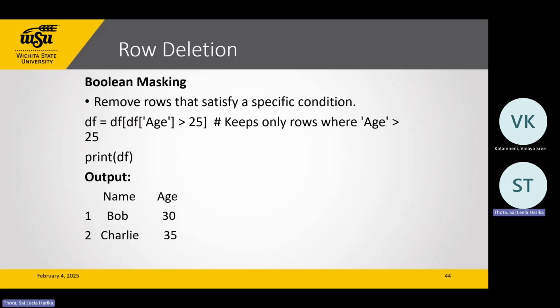Row deletion, you can also do by using Boolean masking. As we discussed before, I'm giving the condition df age greater than 25. Which means I only want the values whose age is greater than 25. I don't want the rest. So that is the reason I'm getting output with the values 30, 35 for the age. Boolean masking is nothing but giving a condition that you want.